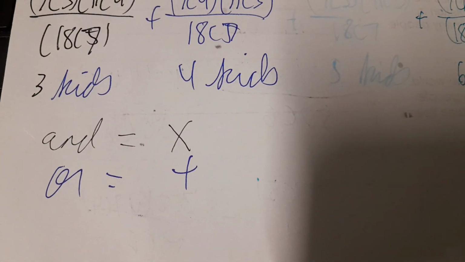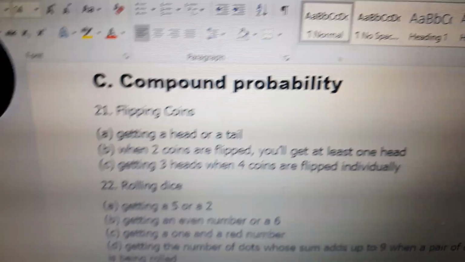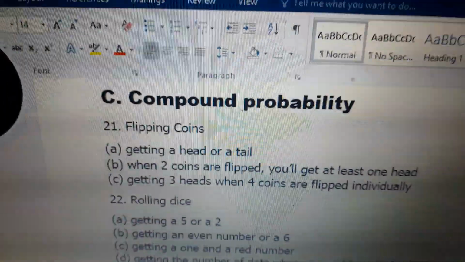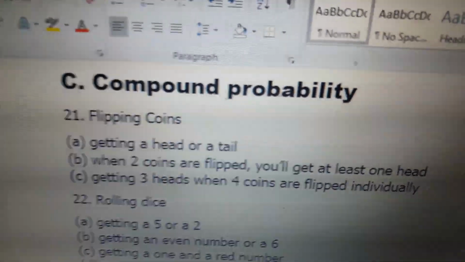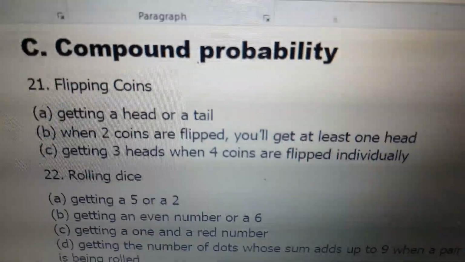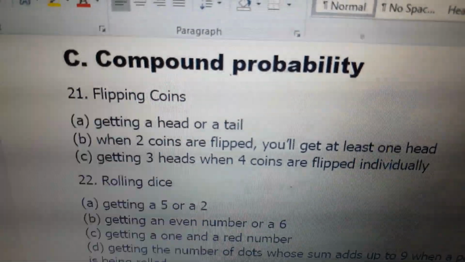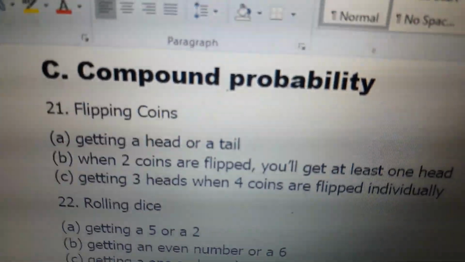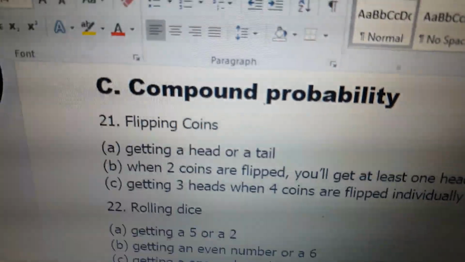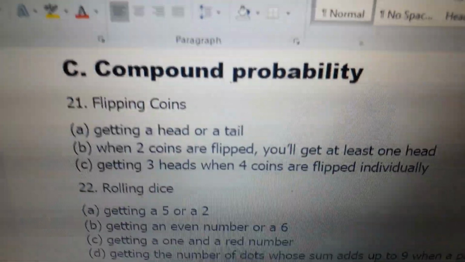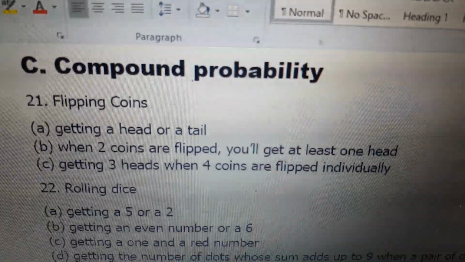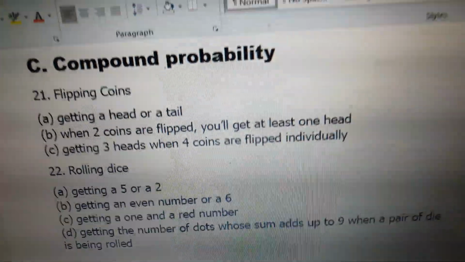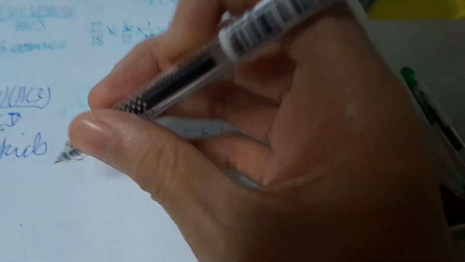Now let's start with an example. Like for example, when you flip coins. Remember, flipping a coin will give you one of two outcomes. You can either get heads or tails. Right? So the question is getting a head or a tail. Remember, when we say "or," we add. So to find the probability of two events, this is the formula.